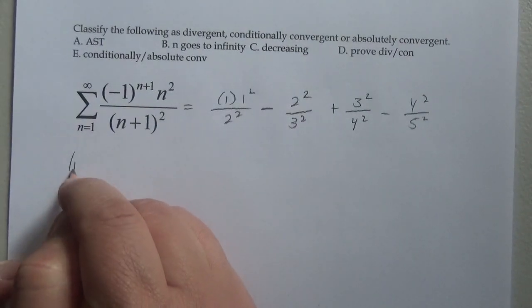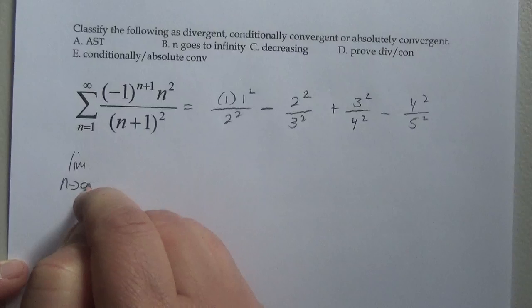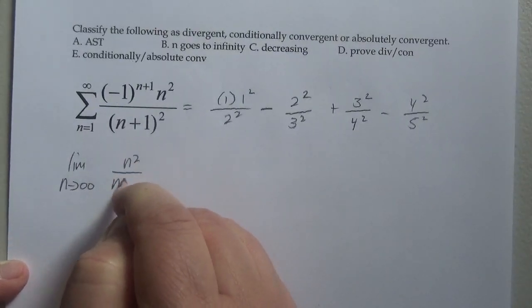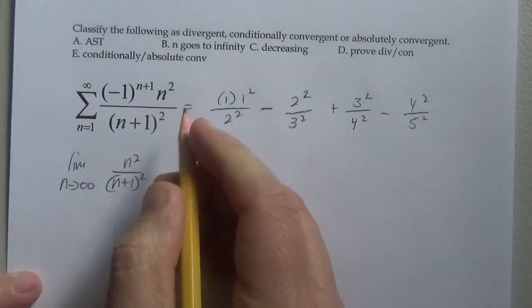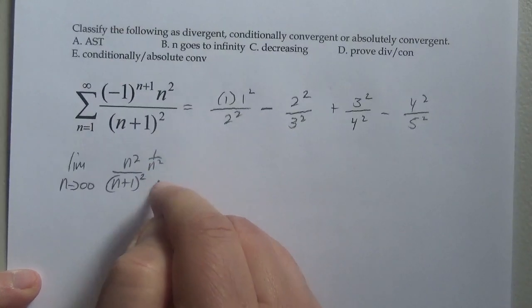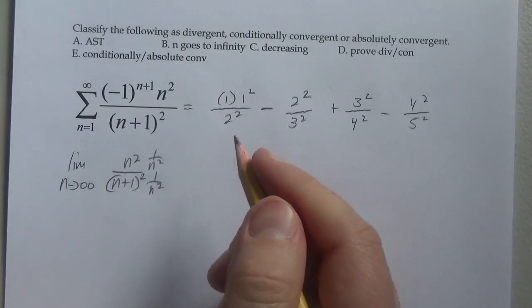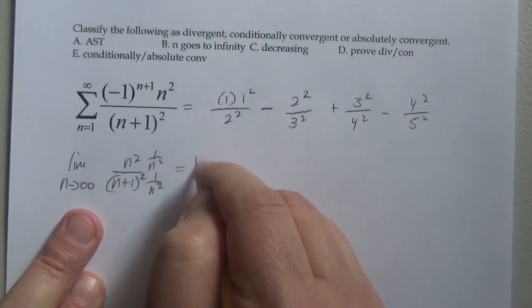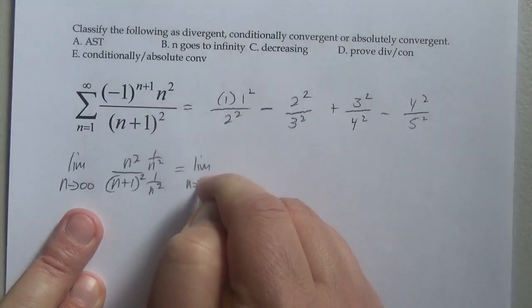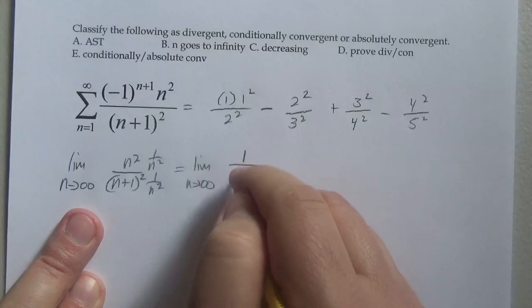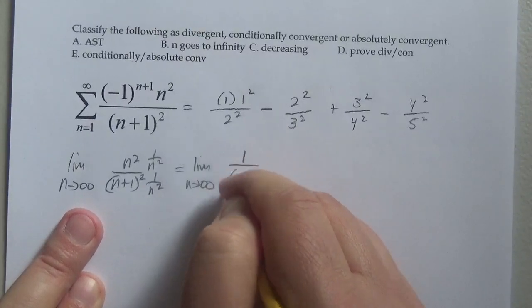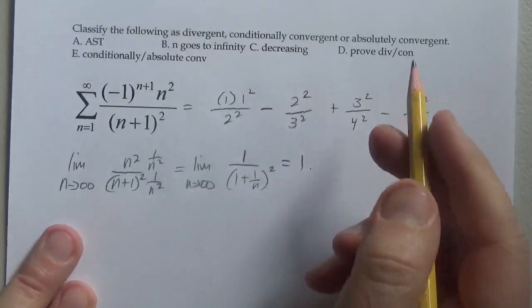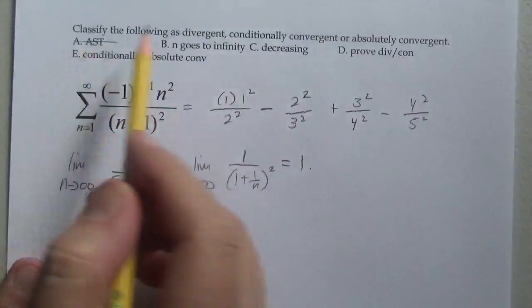So, the limit as n goes to infinity of n squared over (n plus 1) squared. I'm going to multiply top by 1 over n squared and the denominator by 1 over n squared. When I slide that inside, it just becomes 1 over n. The limit as n goes to infinity of 1 over (1 plus 1 over n) quantity squared, that's just equal to 1. We're done. Alternating series is out.